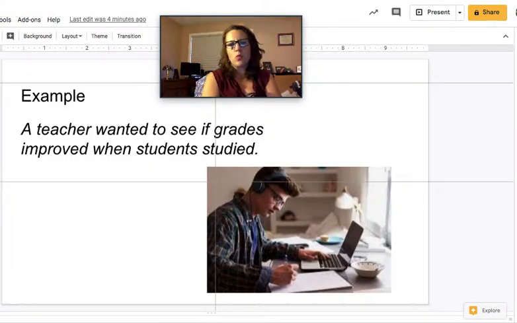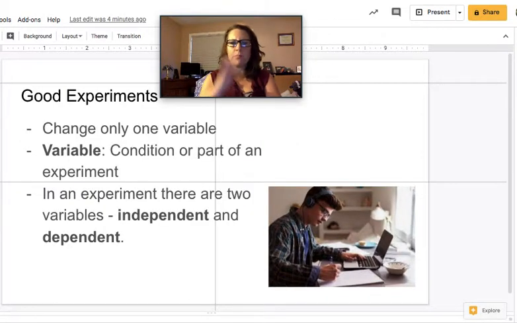What if a teacher wanted to see if a student's grades improved when the students studied? They could set up an experiment for this. And remember, we talked about before, good experiments change only one variable. A variable is a condition or part of an experiment. And there's always two variables in every experiment: the independent variable, which is the one that is changed, and then the dependent variable, which is measured or counted. And you see what happens based on how you change that independent variable.